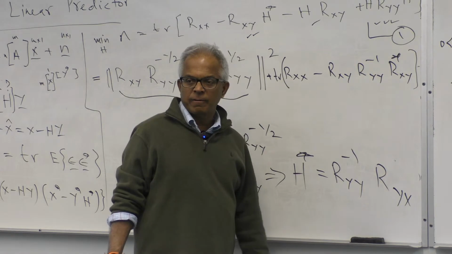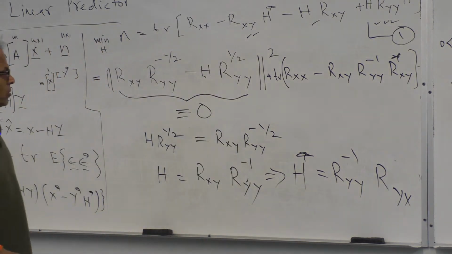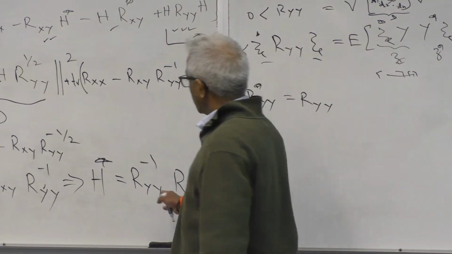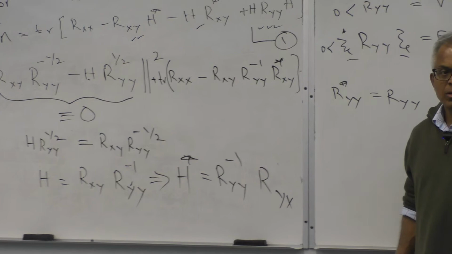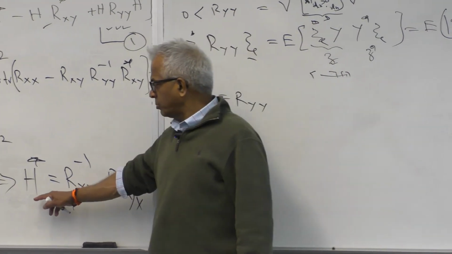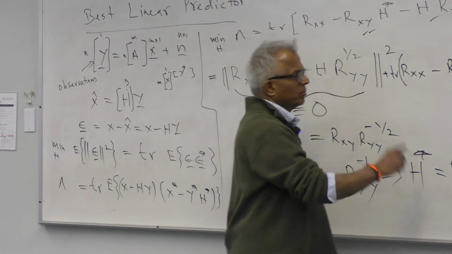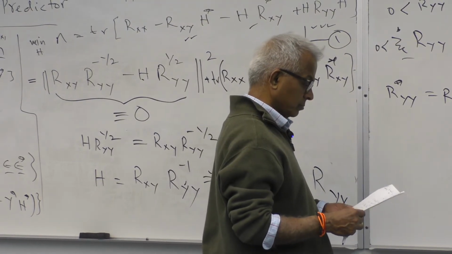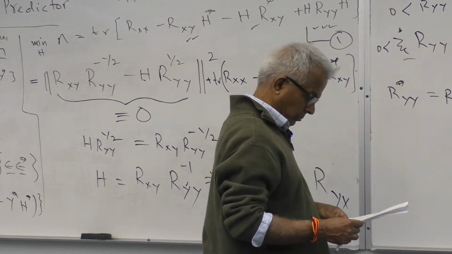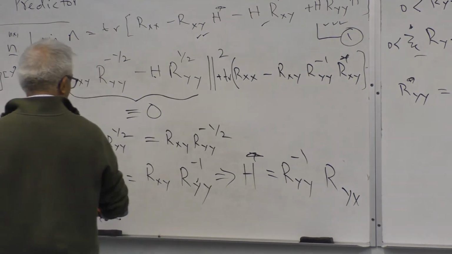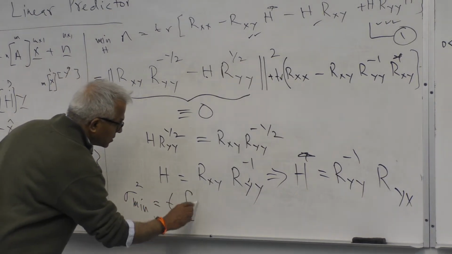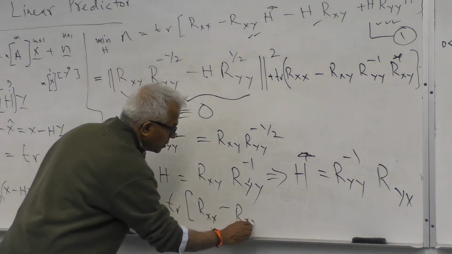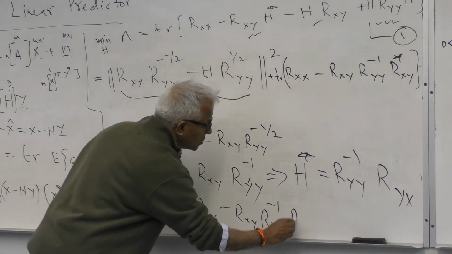So it's exactly the same as before, right? Whitening, because if you write this as RYY to the power minus half, that is whitening, followed by RYY to the power minus half times RYX, which is matching, etc. So this is the optimum filter. If I had put it as H hat, this would turn out to be the solution, but I put it as H. And finally, if this is zero, the best value of the minimum mean squared error in this problem is the trace of RXX minus RXY RYY inverse RXY star.